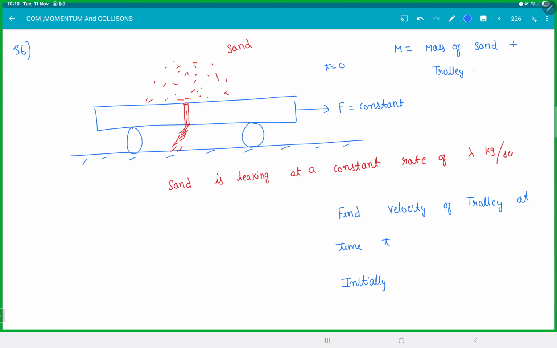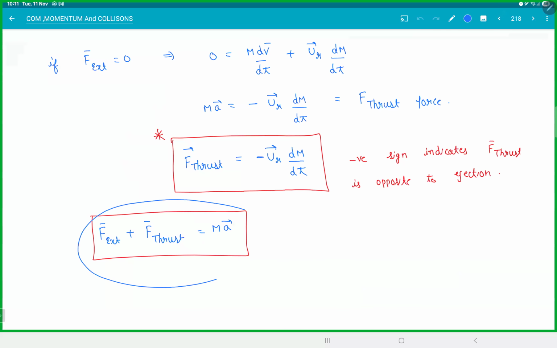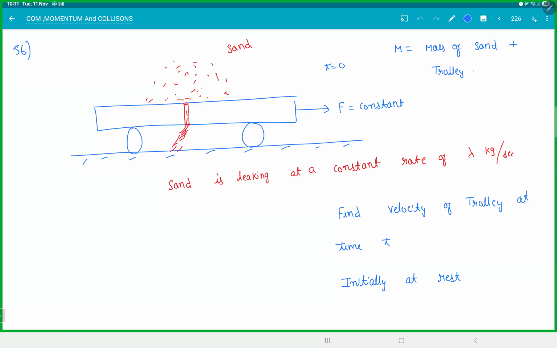These are all the questions where the mass is changing. If the mass had been constant, you would say F is equal to ma and you're done, v is equal to u plus at. It looks scary, but if you actually put that equation, F external plus F thrust is ma. Try, I'll give you 2 minutes. It just looks scary, it is actually easy to solve. You'll get this in like 5-6 steps.